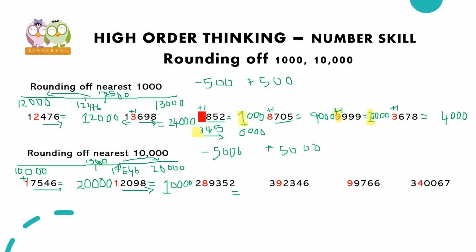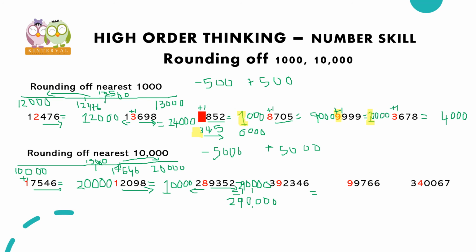Here they have given you a 6-digit number. Here 9352 is more than 5000. So we will add 1 to 8. So 0 for 10, 100, 1000, 10,000, then 9, and the left-hand side number will not get affected, will become 2 as it is. So the answer will be 22,90,000, or in the international system, 290,000.